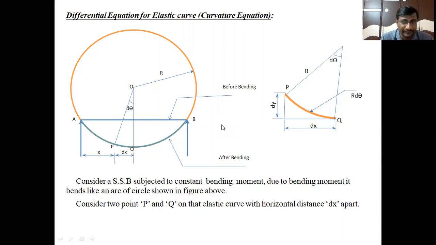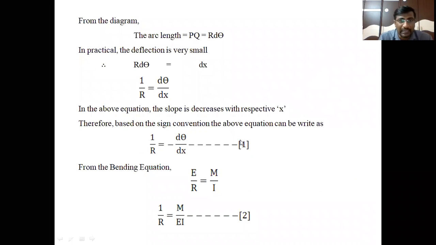So when the deflection is small, the horizontal distance can be taken as equal to r d theta. Therefore, r d theta is equal to dx. I have written here r d theta is equal to dx. From this equation, 1 by r is equal to d theta by dx. Taking dx and r across, d theta by dx is equal to 1 by r.